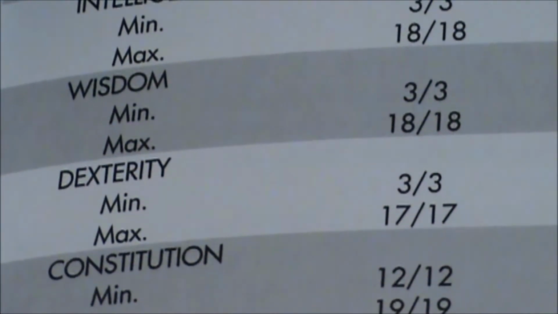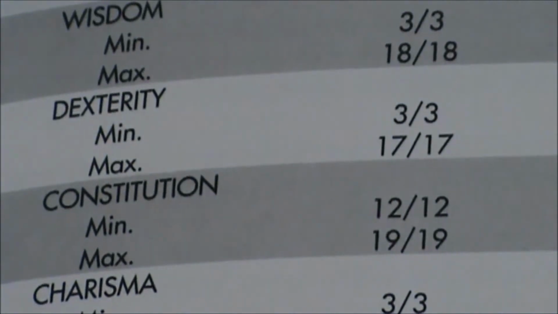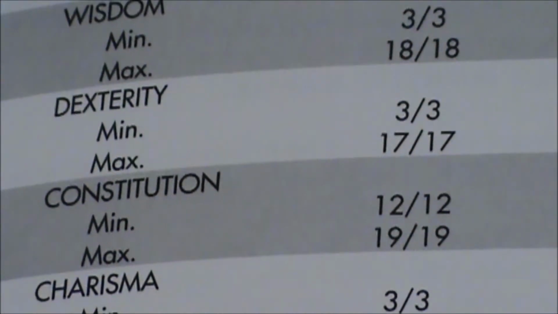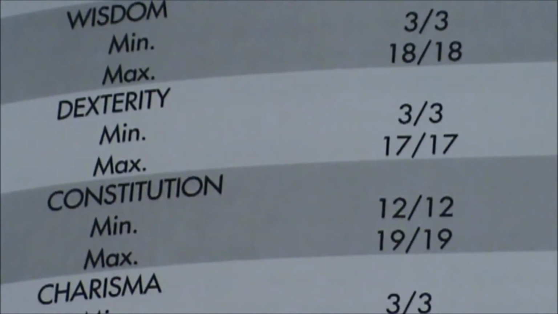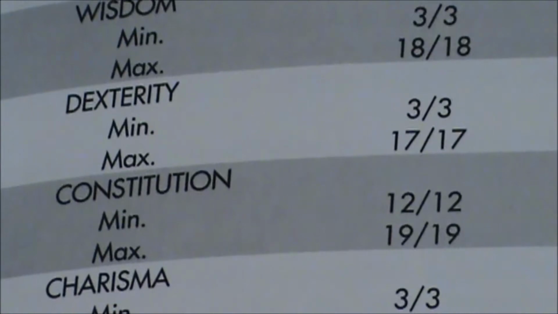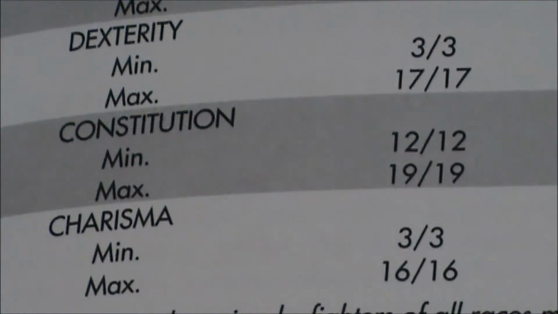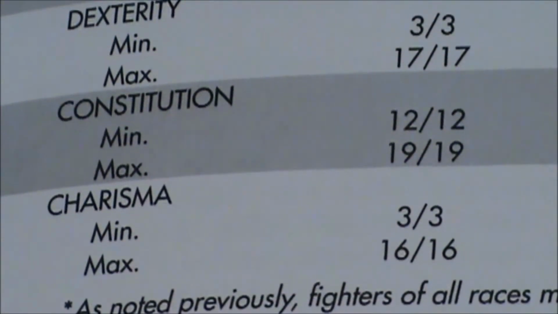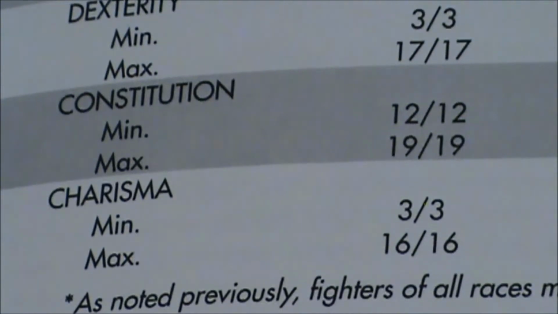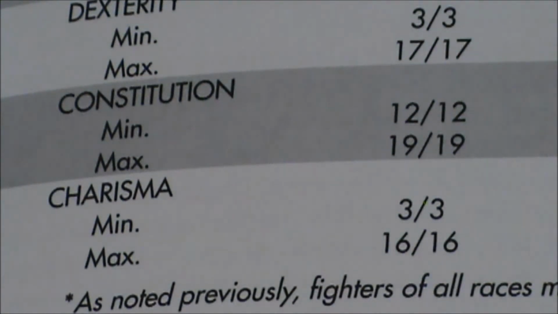Wisdom, they got the full range there. Dexterity, they were maybe not the most nimble. I mean, they could be quite fast at 17, but not the peak level of 18. But Constitution is another deal. They're going to have a minimum Constitution of 12, which is the high average. They are a hardy little race, tough little race, and their maximum Constitution is 19.